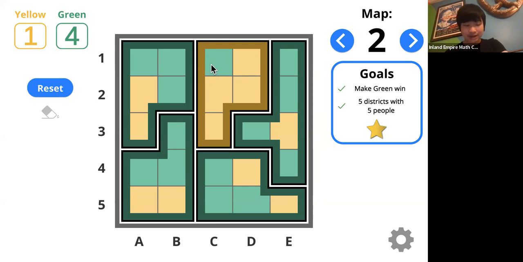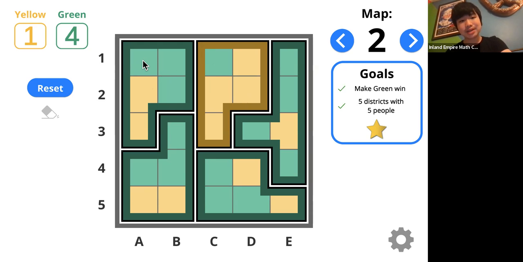However, for green to win, they want yellow to waste as many votes as possible, right? Because if yellow wastes a lot of votes, then green can get more districts. So yellow wants to maximize the number of votes that yellow wastes, and in order to do that, they want to keep districts as close as possible.